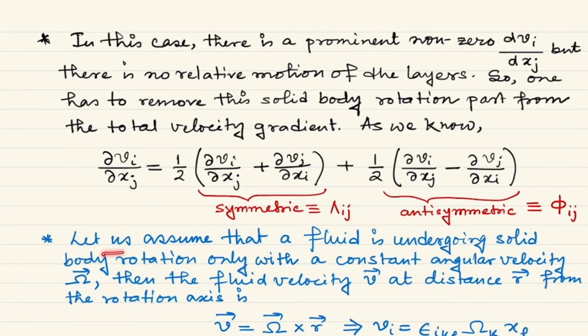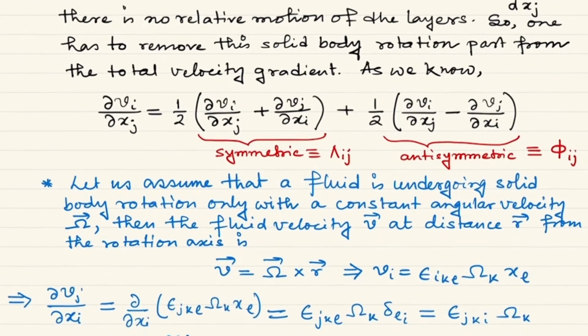And now let us assume that the fluid is undergoing solid body rotation. That means omega is constant. So V is equal to some constant vector omega cross R. Maybe 5 minutes ago I said the wrong definition. So V is nothing but omega cross R. If I said R cross omega, sorry for that. V is equal to omega cross R. Then V_i, the ith component of the vector, is nothing but equal to epsilon_ijk omega_k x_l. Epsilon, you all know, is the Levi-Civita symbol.